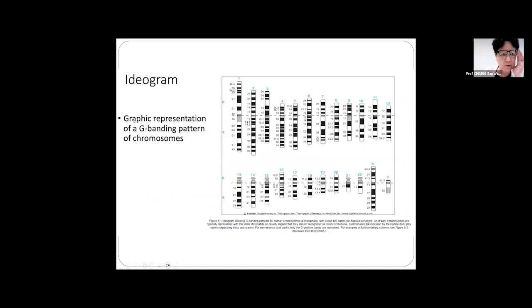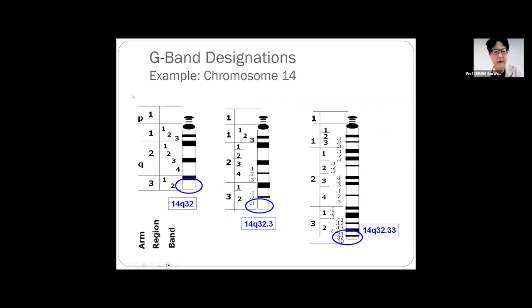And this one is a graphic representation of the G banding pattern of a chromosome. So we call that an ideogram. Here is the centromere, and here is the heterochromatic region. And then these bandings actually look like our G banding pattern, but they make it a graphical presentation. So here's the G banded, how we designate.